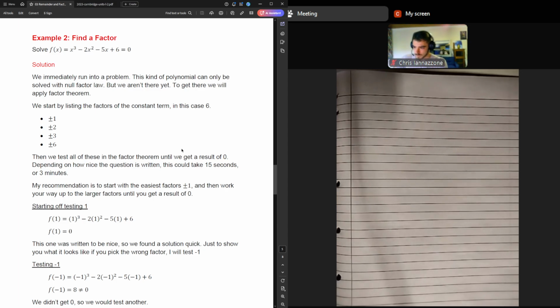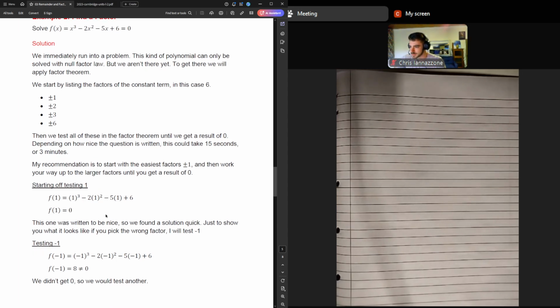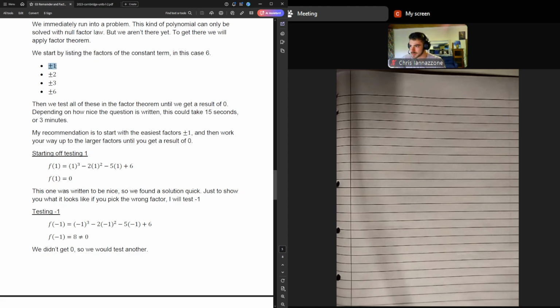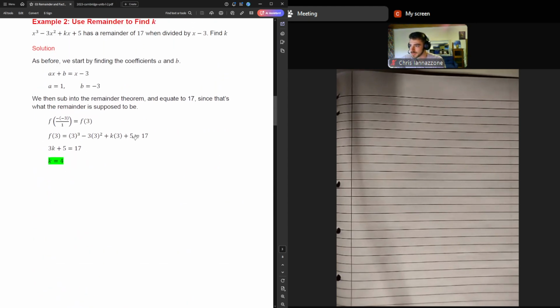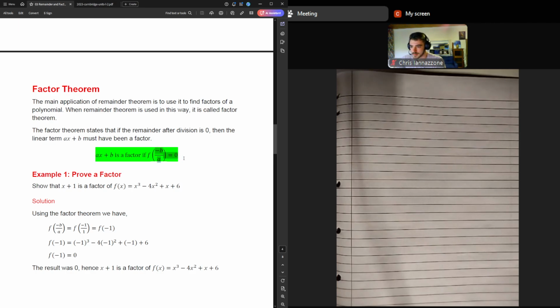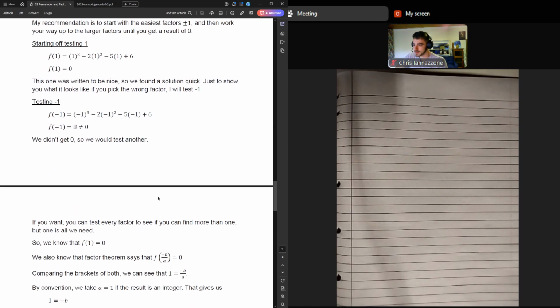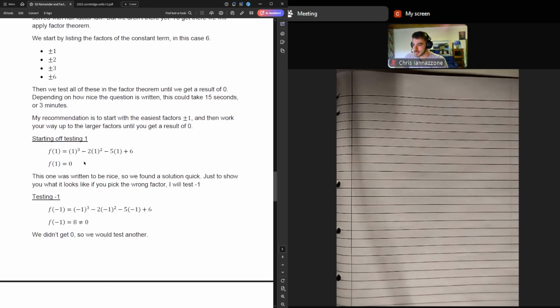But okay, so we're going to test those numbers. If we start out with testing the smallest possible number, 1, we find that we get lucky here. Right? We immediately see that f of 1 is equal to 0. That result, equaling 0, we discussed earlier, means that we have a factor. Right? When you sub a number into your brackets and that equals 0, that linear must have been a factor. So we found our factor. Now, we'll look at what we do with that in a bit.